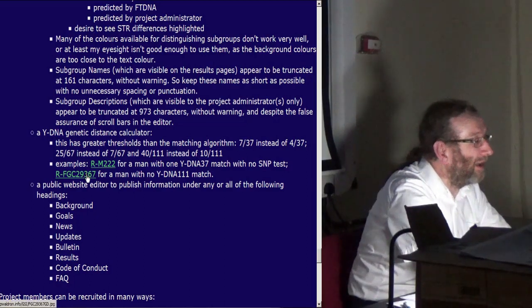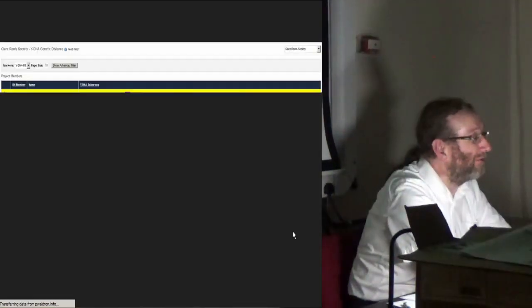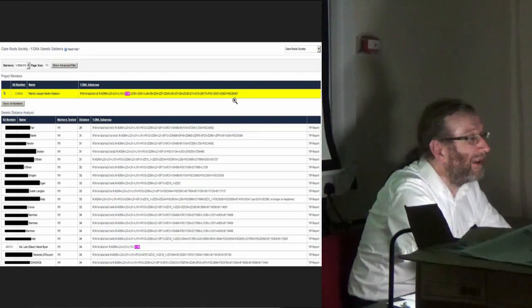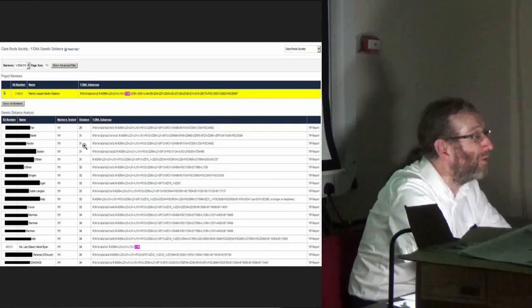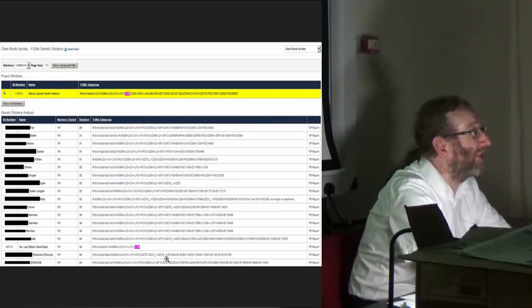And on the other hand, here are my own results. With my FGC29367, I have no match closer than 29 out of 111. I come from one of the ancient haplogroups with the U106 mutation, which came after L151. All my close matches are from L151, but then from P312. So my most recent common ancestor with my closest matches is thousands of years back.